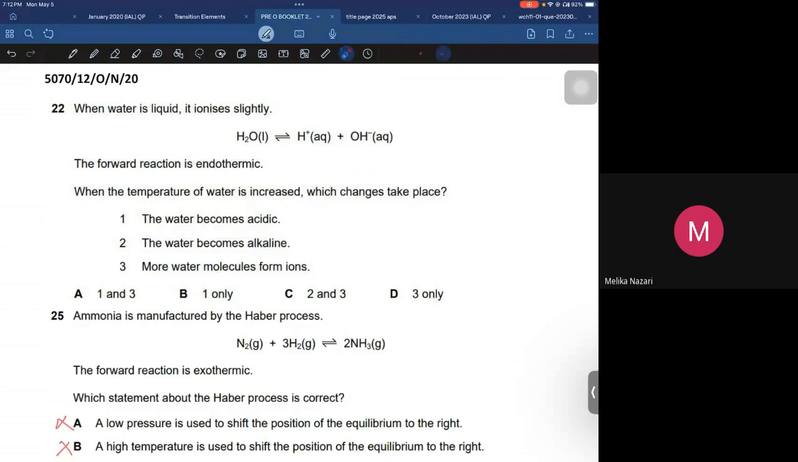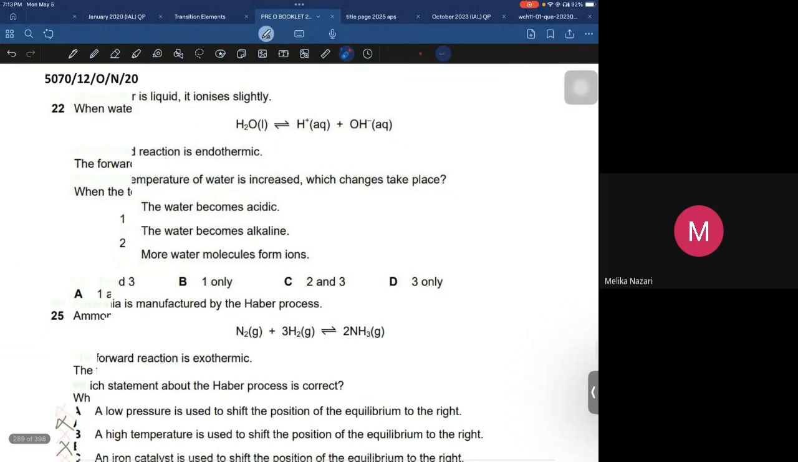When both ions are going to increase, I cannot say that the water becomes acidic or that the water becomes alkaline, but I can say that the reaction is endothermic. After increasing the temperature, the reaction would move forward, because ionization is slight. So exactly, when applying heat and moving forward, I would be having more ions.